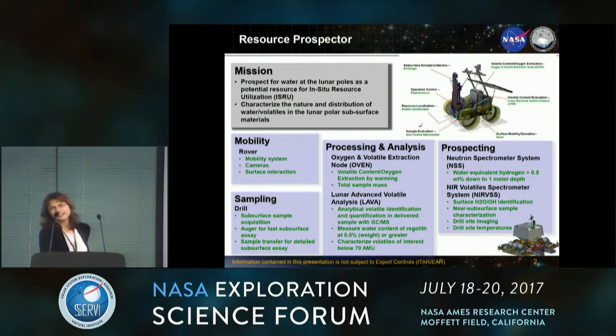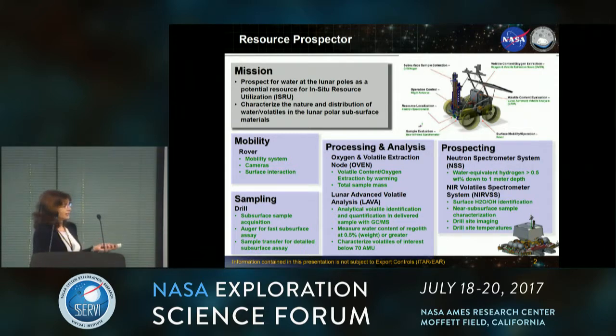So you've seen this slide a couple times today. I'm not going to spend too much time on it, but again, RP, or Resource Prospector, the mission is to ground truth the water that was detected at the lunar polar regions. So to characterize the nature and distribution of the volatiles in the subsurface, we've got a drill mounted on a rover with a processing and analysis system, which you heard about this morning from Janine. A prospecting unit, you heard about that, I think, later this morning from Ted. And then there is a poster session on the drill by Chris Sackney. So I encourage you to look at all the different components involved here.